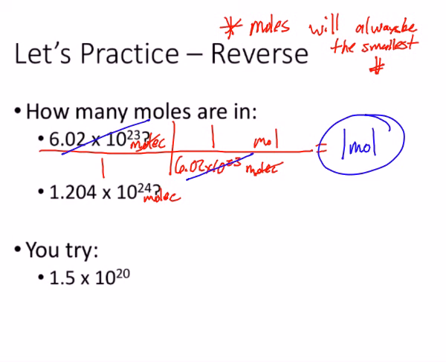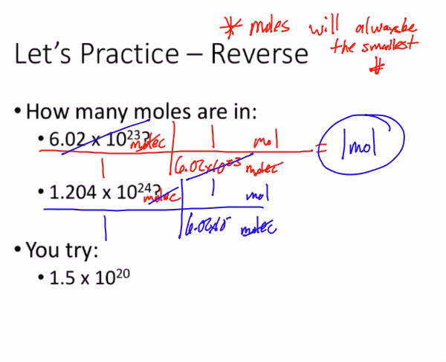So the second one, guys, would be set up the same way. Molecule would be on the bottom, mole will be on the top. Molecules will cancel out. Set up your numbers after you set up your units. 6.02 times 10 to the 23rd. This one, maybe you can recognize because we already had a problem like it. 1.204 times 10 to the 24th is actually twice that of 6.02. You guys do the you try problem.